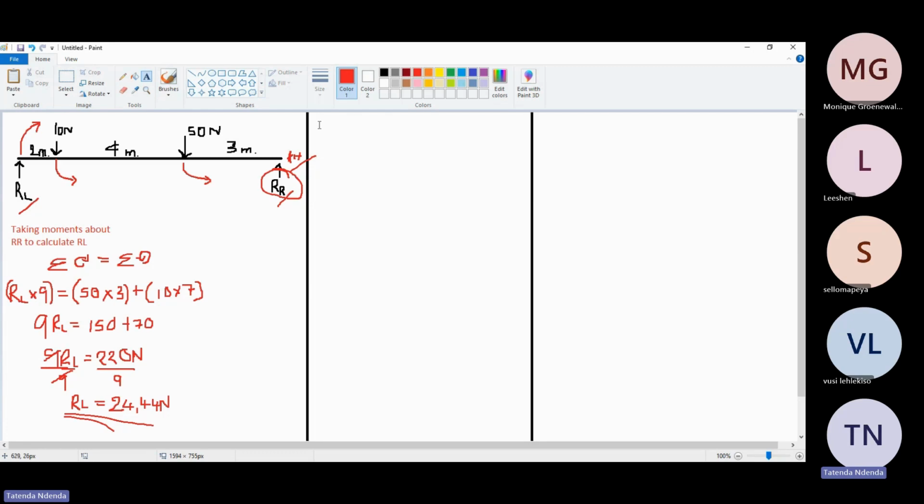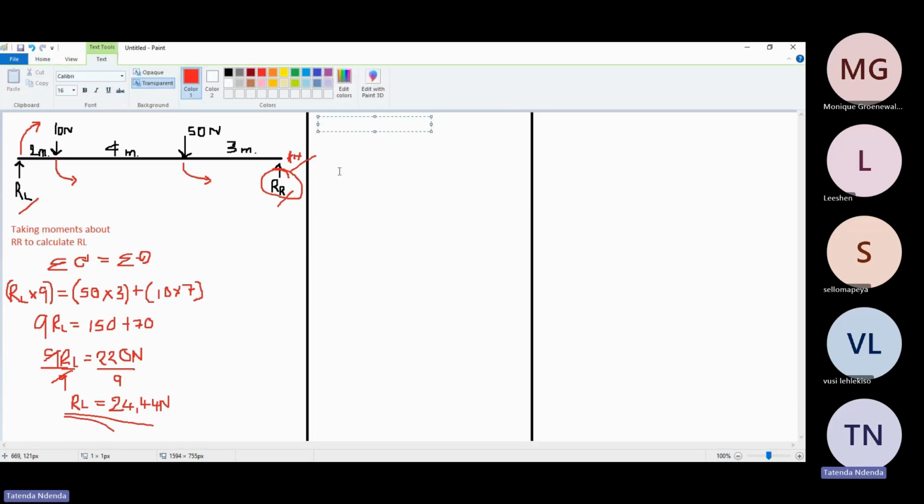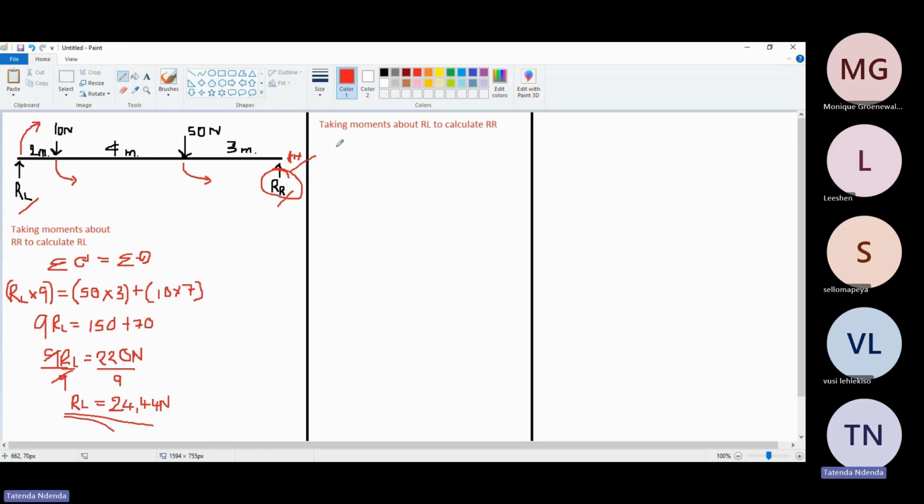So the next point now, since we said taking moments about RR to calculate RL, we're going to say taking moments about RL to calculate RR. Now it's no longer RR, but it's RL. After that, we're going to write the formula: the summation of clockwise moments is equivalent to the summation of anti-clockwise moments, like this.